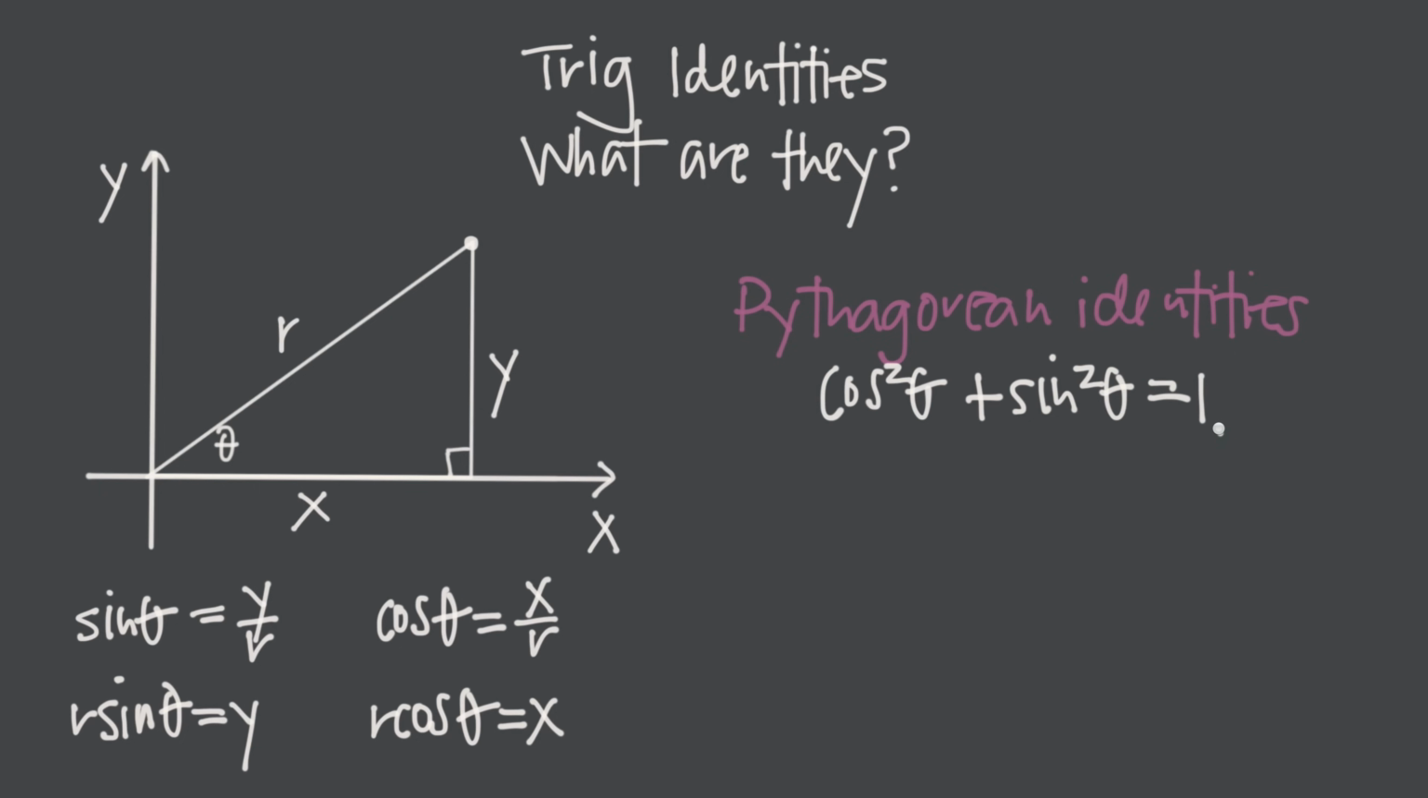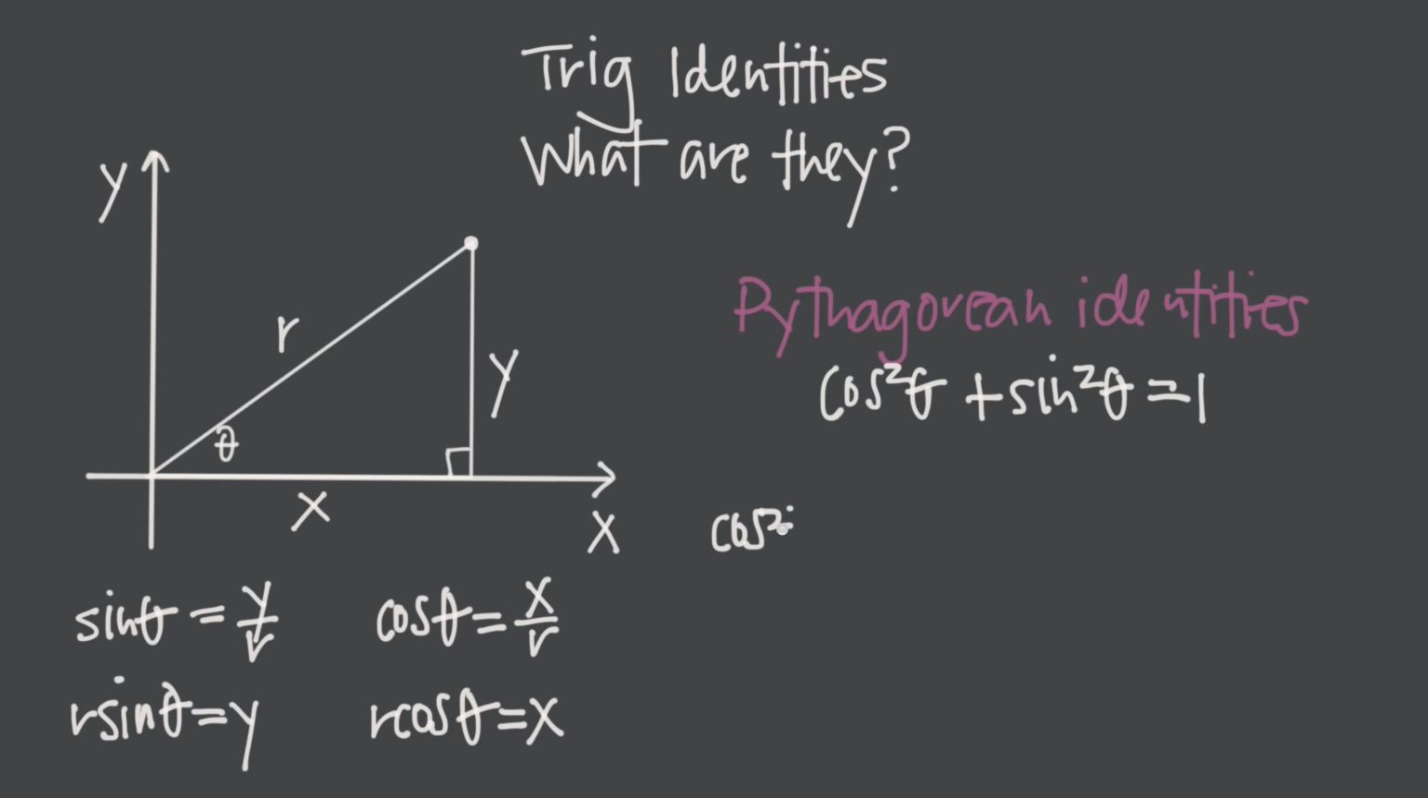Now there's two more Pythagorean identities that are similar to this first one. You could memorize those as well, but here's a really easy way to remember them or come up with them if you can't memorize them. So what you want to do is divide through this equation by cosine squared. Then we're going to get the other identity by dividing through by sine squared. So let's see what happens if we divide this whole thing through by cosine squared.